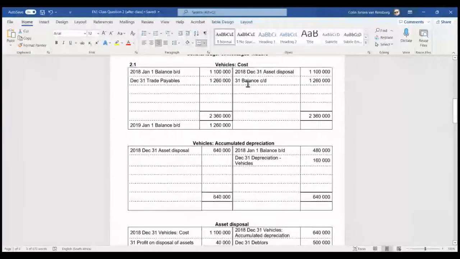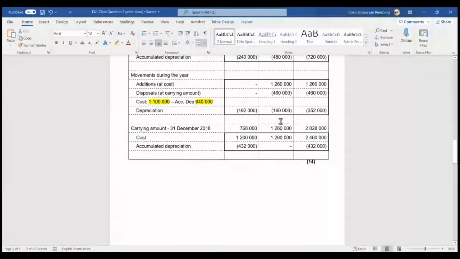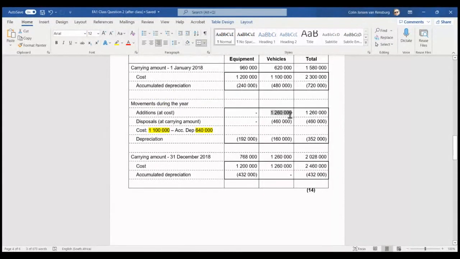We can see the vehicles cost account. Clearly, ladies and gentlemen, we saw that already. It had an opening balance of 1.1 million. What did we do with that account? In other words, which movements were there on that account? We added a further 1.26 million. So that is the addition. We debited it with 1.26 million. Voila, that is what it represents, additions at cost.